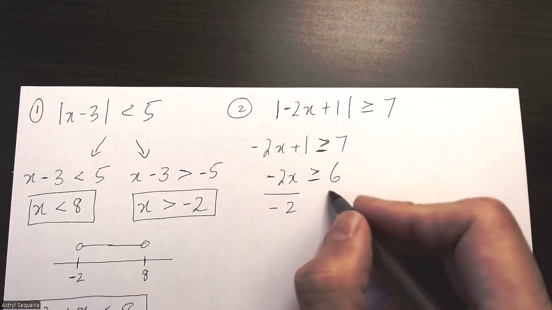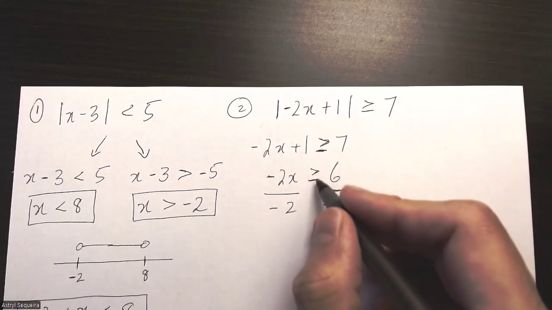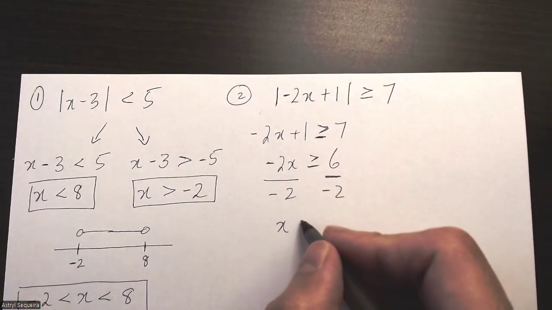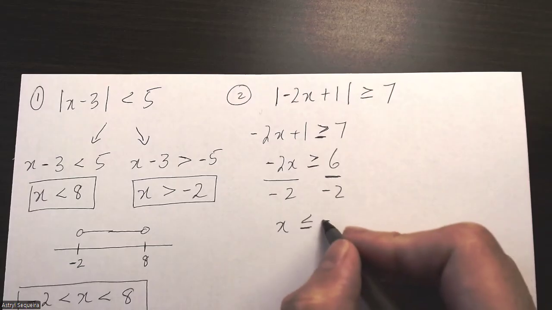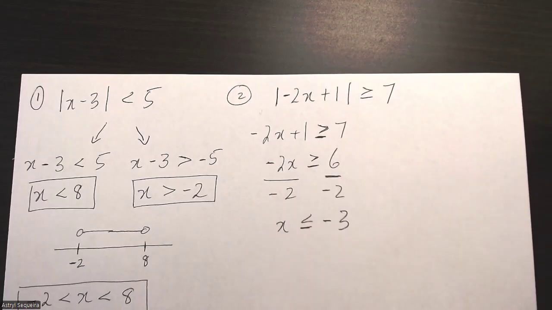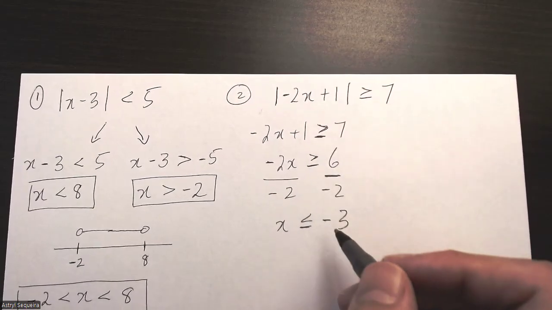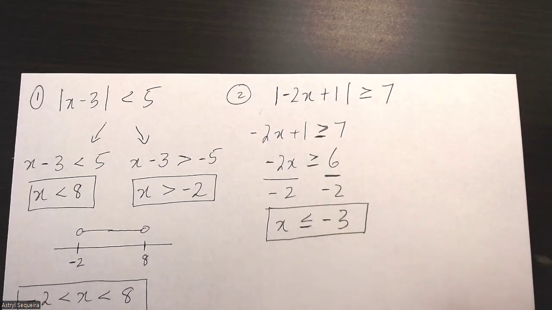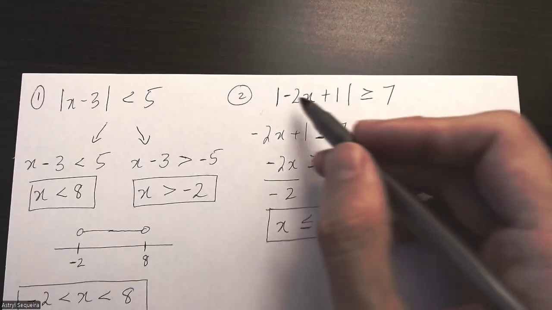Now, when dividing by a negative number, remember that the inequality sign is going to change. Anytime you multiply or divide by a negative number, always got to change the sign. So first solution is x is less than or equal to -3.